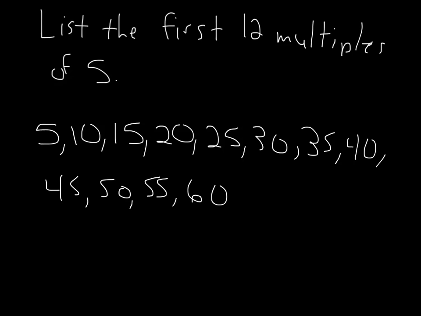So the first 12 multiples of 5 is just being able to count up all of the numbers of which 5 is a factor. 5 is a factor of every one of these numbers, but these numbers are actually multiples of 5. 5, 10, 15, 20, 25, 30, 35, 40, 45, 50, 55, 60, and 60 is the 12th multiple of 5 because it is 12 times 5.